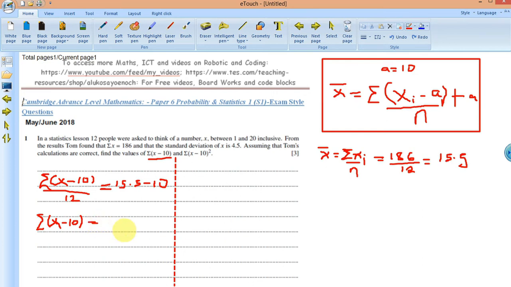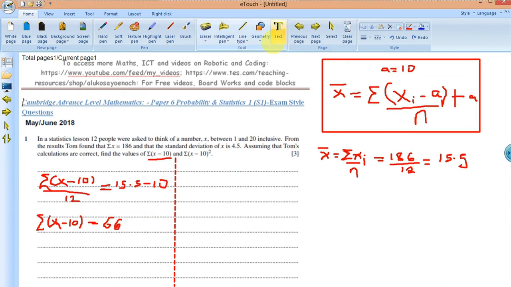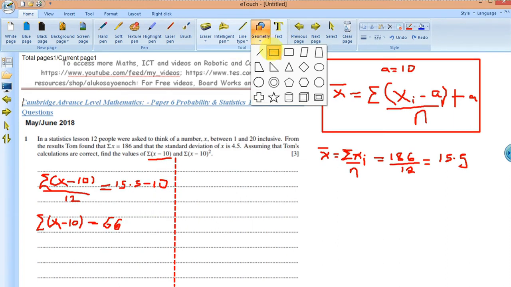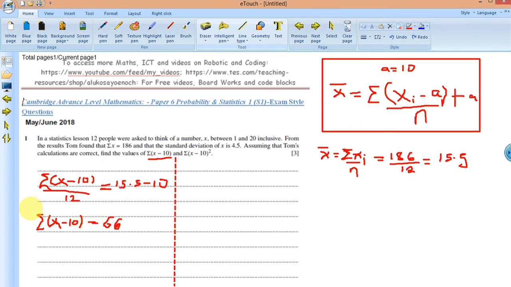So that should be the solution to the first question. Okay, guys, this is 66. Hope I'm calm enough, right? So that you can understand what we are doing, let me put that one in a rectangular box, guys. Because this is additional mathematics. Sorry, this is advanced level mathematics, Cambridge.